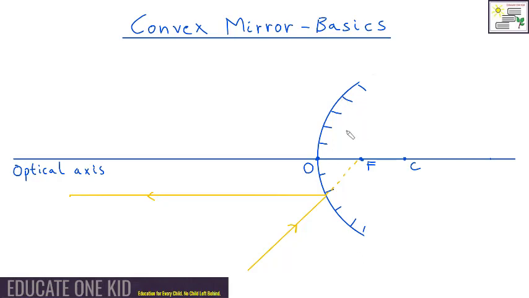Let's draw another example of this, but above the optical axis. So again, we draw in a dashed line. And so if we have a light ray that comes in and hits the mirror like this, it will reflect off the mirror and travel away from it parallel to the optical axis.